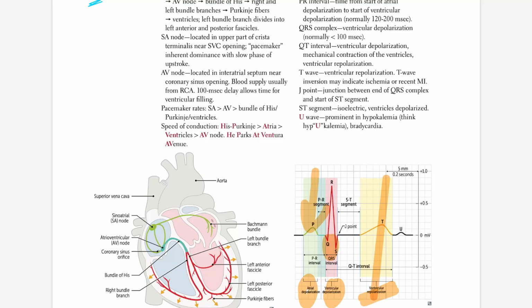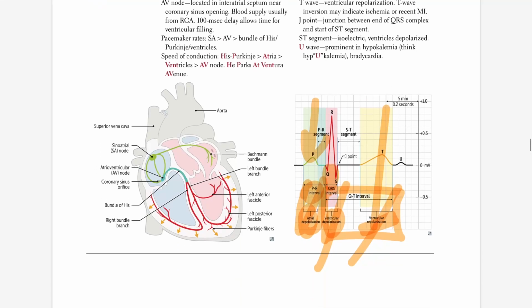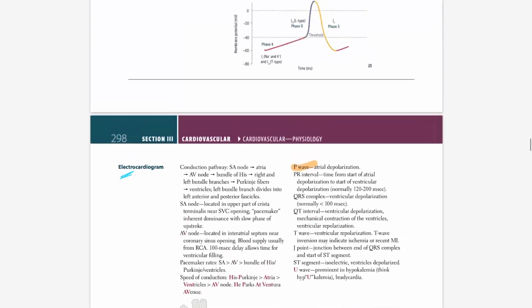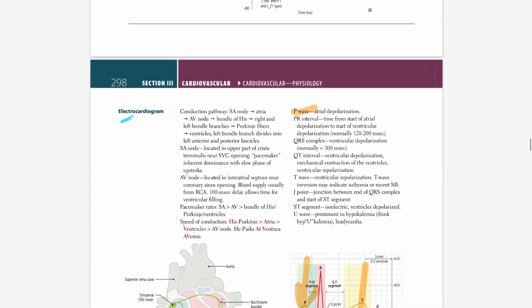Now the intervals: the PR interval is about atrial depolarization. The QT interval is ventricular depolarization and then ventricular repolarization. And yes, that's all for the electrocardiogram.